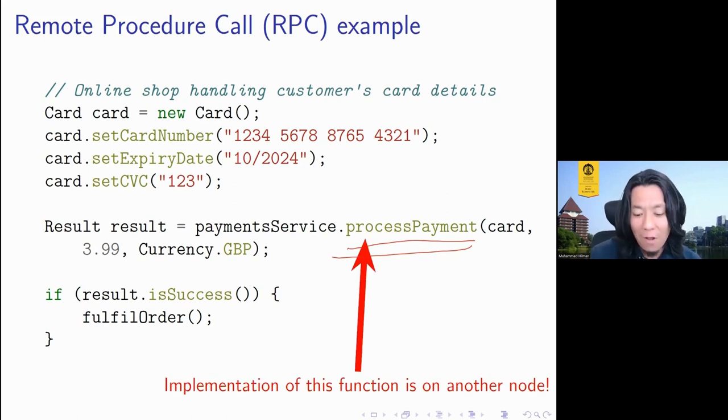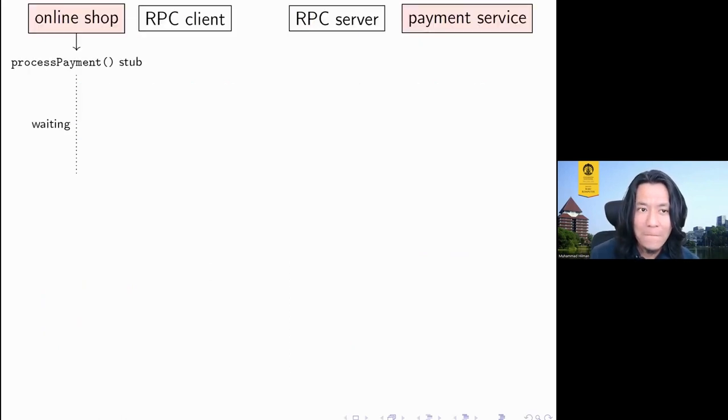So that's the idea of how two nodes communicate with each other by making this kind of call. We call it a remote procedure call. It's basically a function, a method, but it's executed remotely. This is how two different computers can communicate with each other.